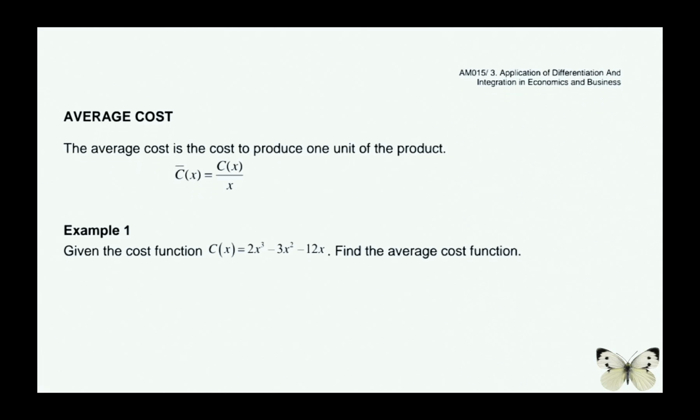The average cost is the cost to produce 1 unit of the product. So C bar, the average cost, is given by C of x divided by x.